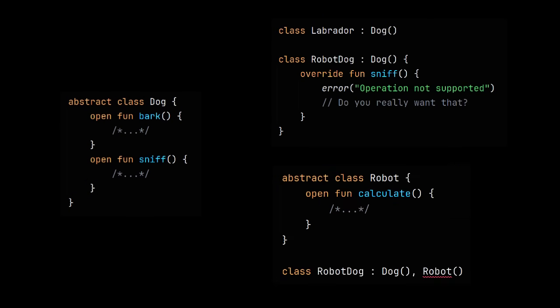On the other hand, what if your robot dog also needs to be a robot class because robot can calculate? For example, it has the calculate method. Multiple inheritance is not supported in Kotlin. These are serious design problems and limitations that do not occur when you use composition instead. When we use composition, we choose what we want to reuse. To represent a type hierarchy, it is safer to use interfaces, and we can implement multiple interfaces.